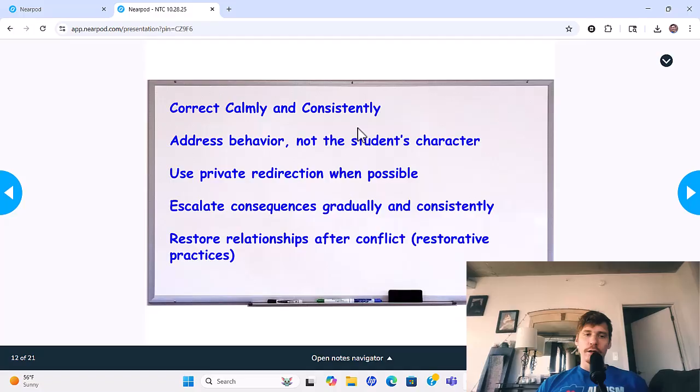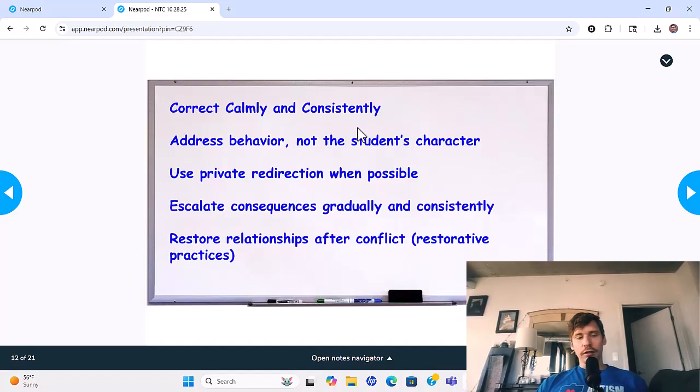Also, try to be private when redirecting if possible. I know that's not always possible. Sometimes you're the only teacher in the room and things happen in the moment. But a lot of us diverse learners teachers, we're fortunate enough to have a co-teacher. So that would be a good opportunity to pull the kid in the hallway and have a conversation without the audience of the other students in the class.